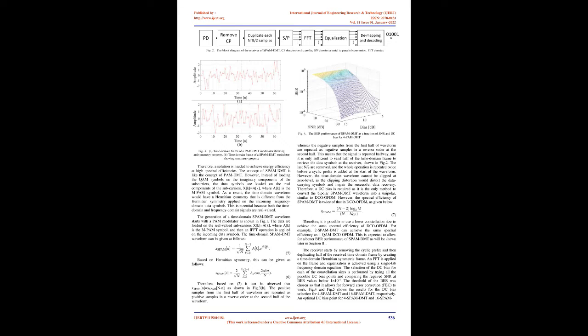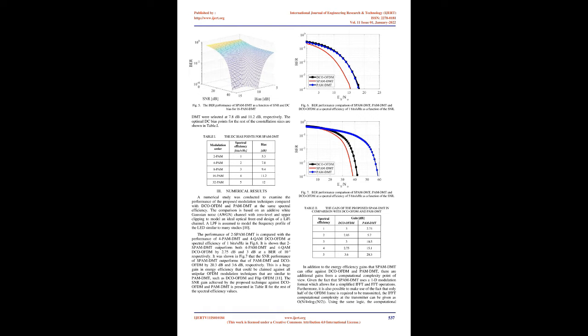Therefore, a solution is needed to achieve energy efficiency at high spectral efficiencies. The concept of SPAM-DMT is like the concept of PAM-DMT. However, instead of loading the QAM symbols on the imaginary components of the subcarriers, the data symbols are loaded on the real components of the subcarriers, x_k equals a_k, where a_k is the M-PAM symbol. As a result, the time domain waveform would have a Hermitian symmetry that is different from the Hermitian symmetry applied on the incoming frequency domain data symbols. This is essential because both the time domain and frequency domain signals are real valued.